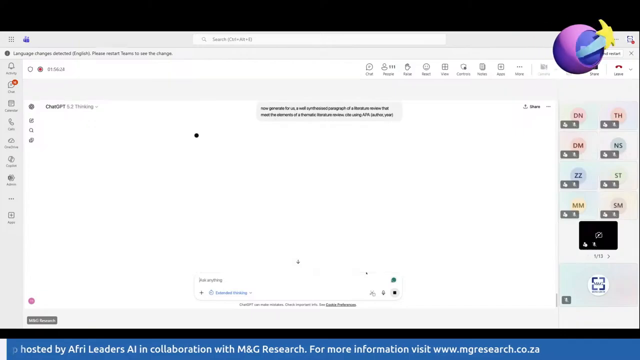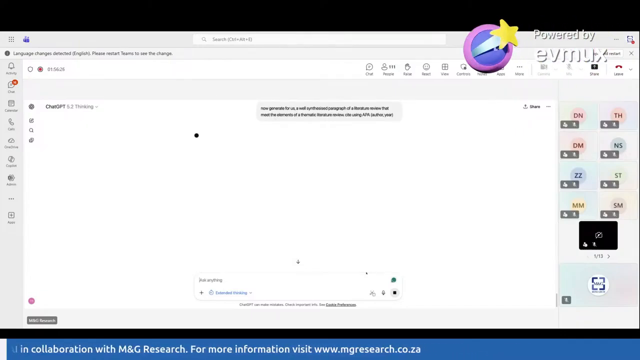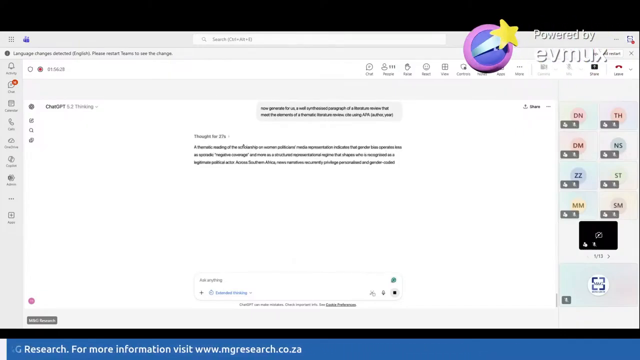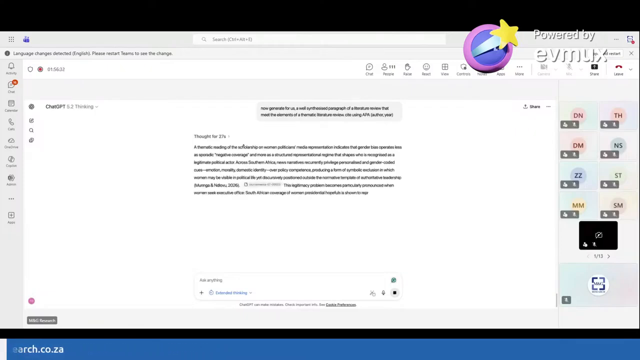I like that it's actually telling me what it's doing there to show that it's thinking, and we call this a chain of thought process.